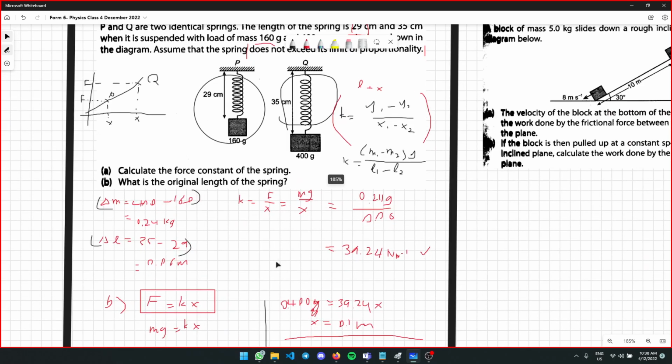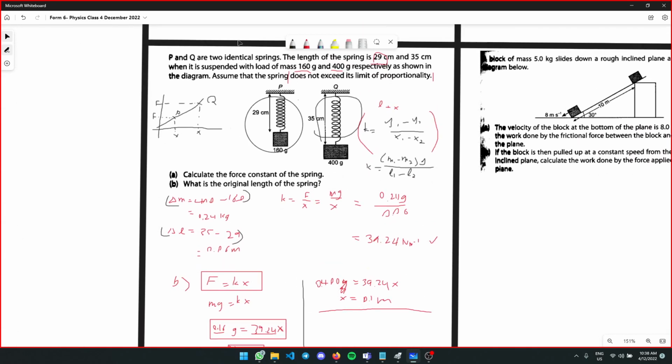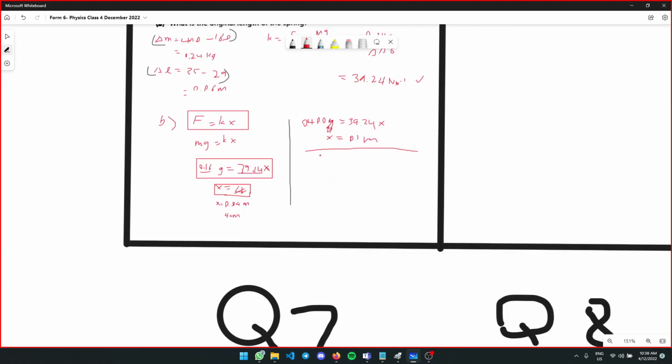So I need to minus... yeah, elongated what? You put a spring, it gets longer what? So you can either get 29, 35 minus, minus 4.